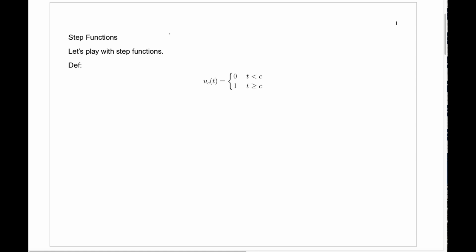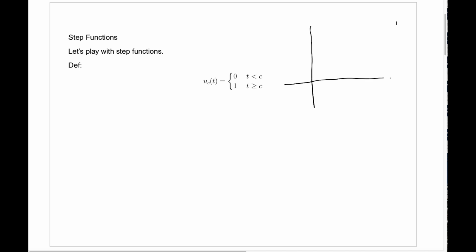We're going to start talking today about step functions. So let's just play around with step functions. Our basic definition is that the step function u sub c of t, and we've seen this once before, u sub c of t is 0 if t is less than c, and 1 if t is greater than or equal to c.